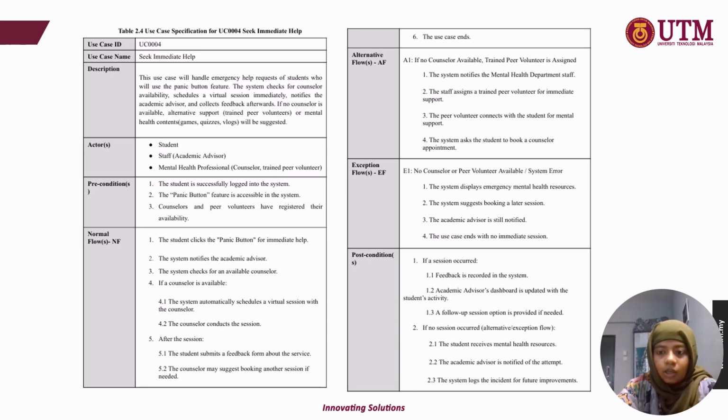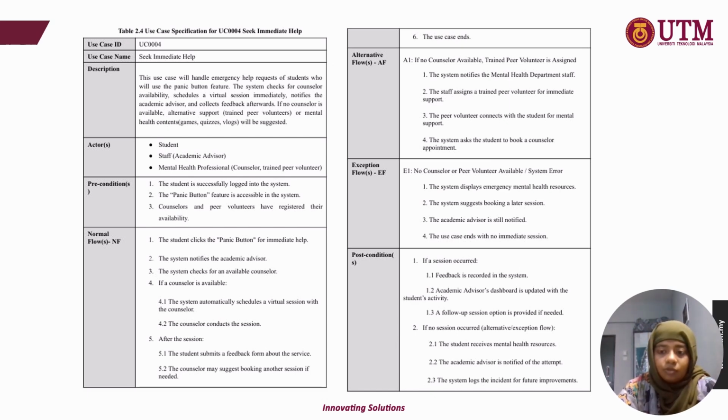if needed. The alternative flow is about if no counselor is available at that time, the staff will assign the student a trained peer volunteer to provide mental support. The exceptional flow occurs when no counselor and peer volunteer are available or there is a system error. The system will then display emergency mental health resources and suggest to book a session later.